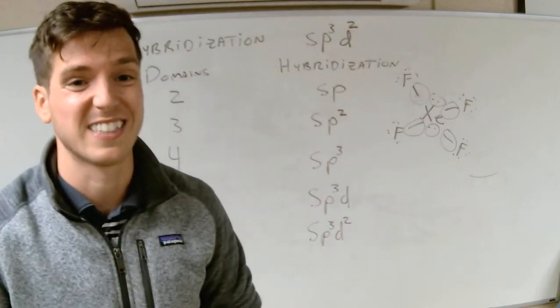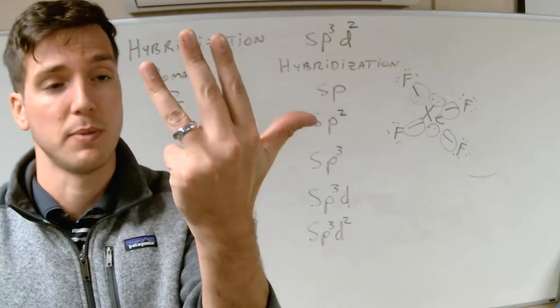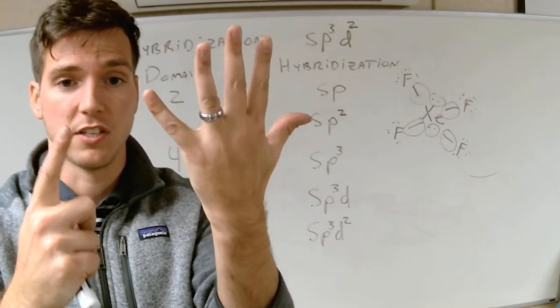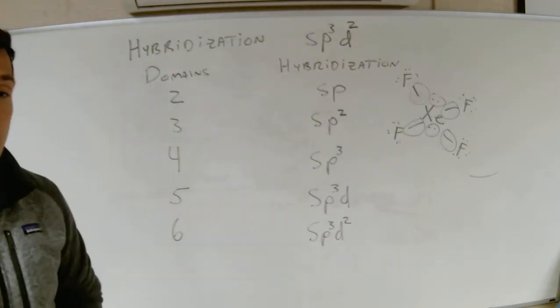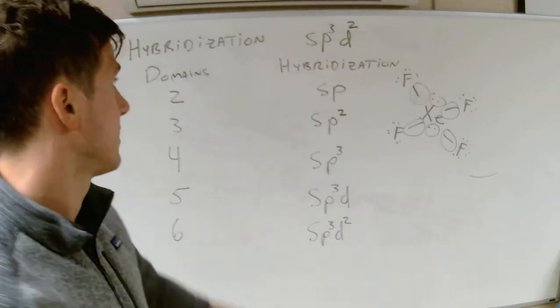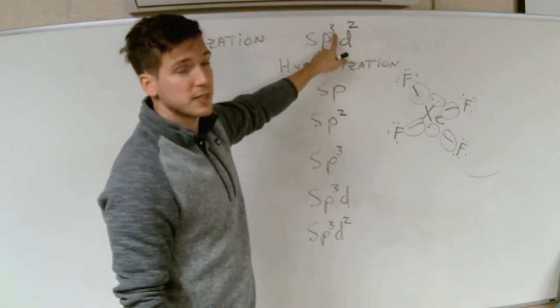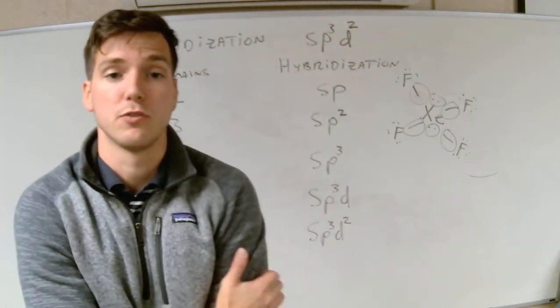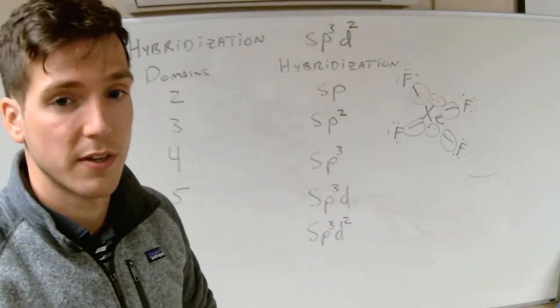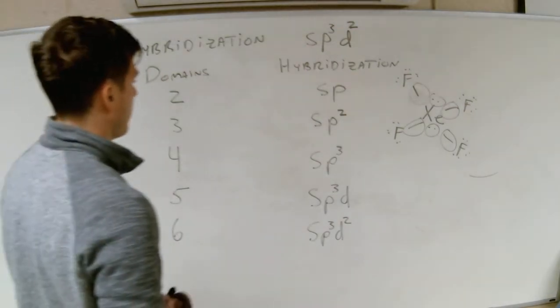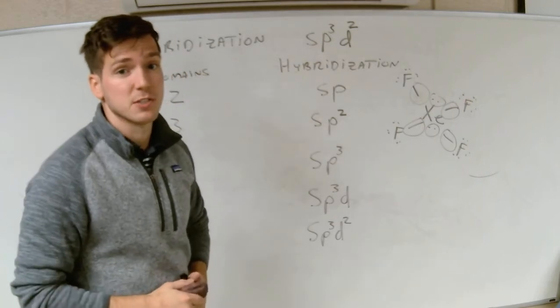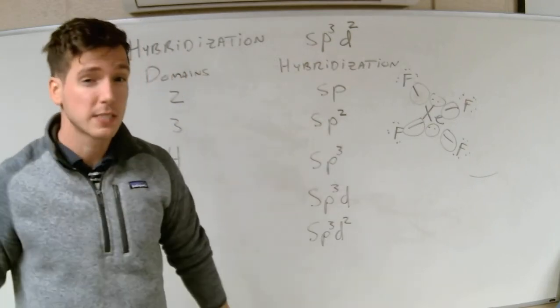Okay, and that's 6, right? 1 S, 3 P's, 2 D's gives me 6 domains. So sp3d2. Remember, the max S can have is 1, the max P can have is 3, and we don't get higher than 2 for D. So make sure you got that down for hybridization. Right? That's hybridization, guys. One more thing, sigma and pi bonds.